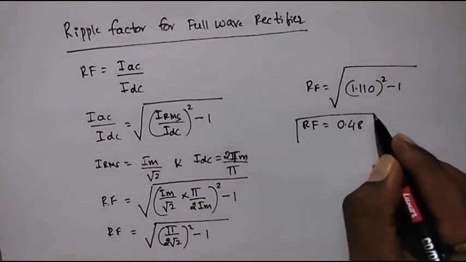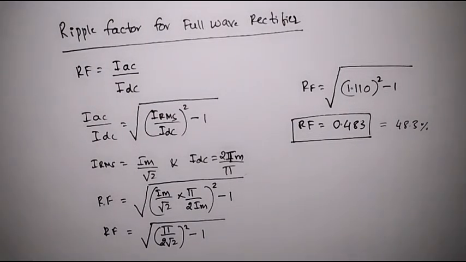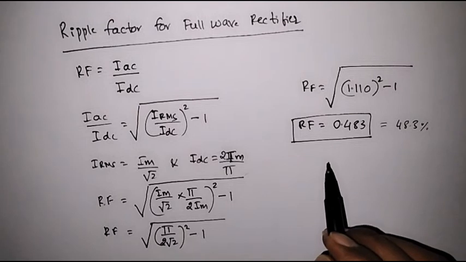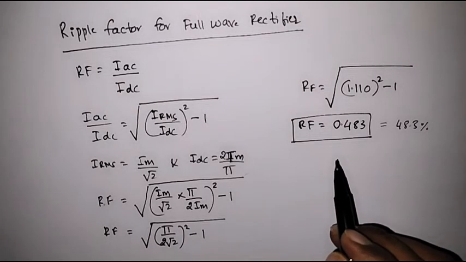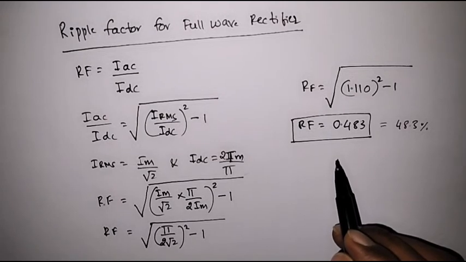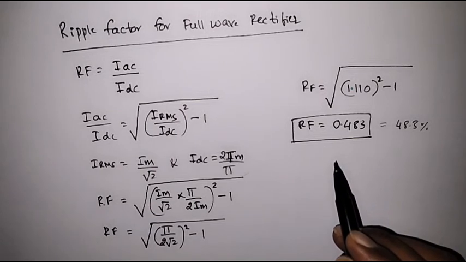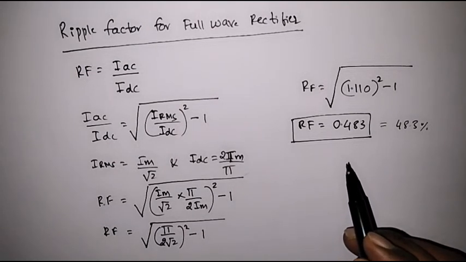Simplifying this, ripple factor will be 0.48, or we can write it as 48.3%. It means that in full wave rectifier, the RMS value of ripple content is 48.3% of DC value. So we can observe here that the ripple content is less in case of full wave rectifier. So full wave rectifier is more efficient than half wave rectifier. That is, it provides more DC voltage output than half wave rectifier. Thank you.